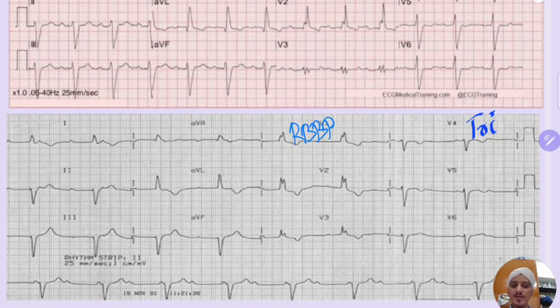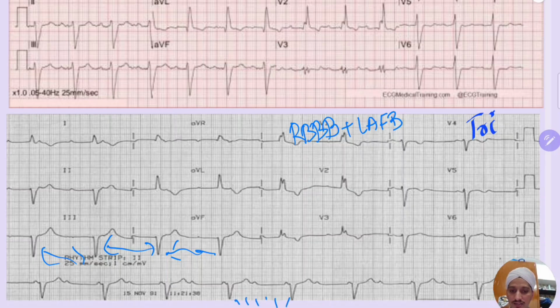This is also RBBB plus LAFB. Now we will see the rhythm. Whether the rhythm is regular? Yes, the RR intervals are regular. How many are the boxes in between them? 1, 2, 3, 4, 5, 6 boxes. So 300 by 6 boxes is 50 beats per minute. So it is bradycardia, and it is sinus bradycardia.